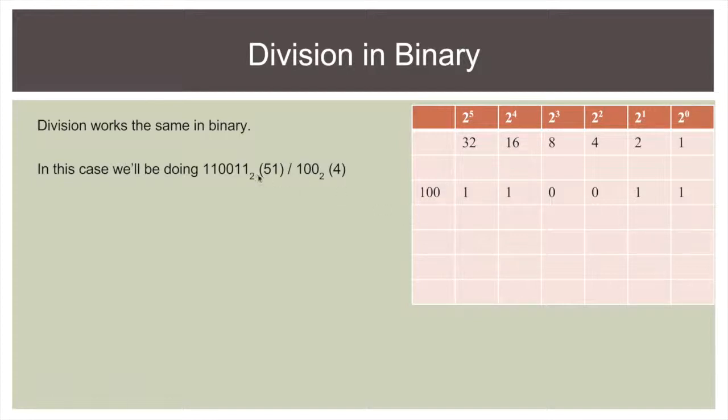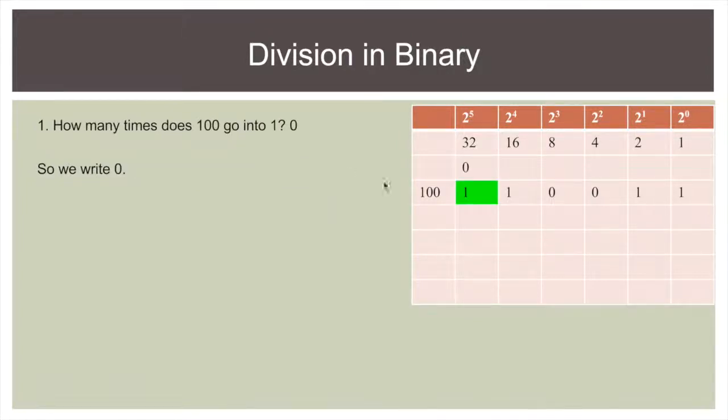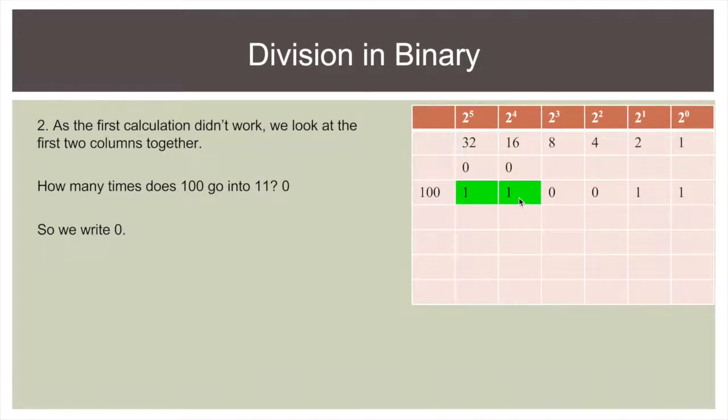So in binary, it works the same. We're going to divide 110011, which is 51, by 100, which is 4. So we look at the first column. How many times does 100 go into 1? It doesn't, so we write a 0. We then treat the next two columns as the same, as one column.